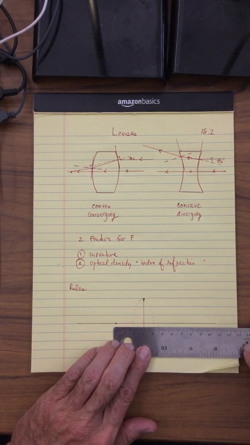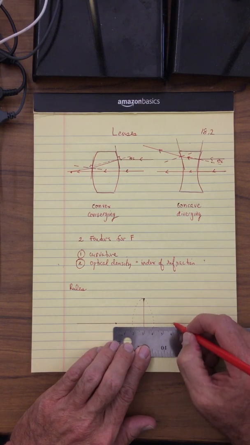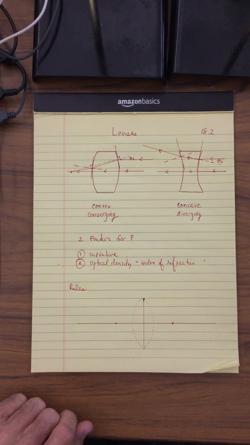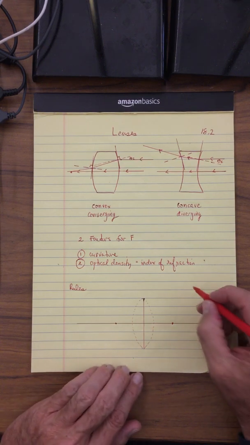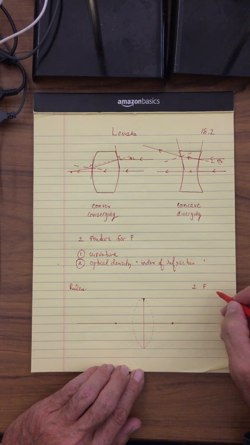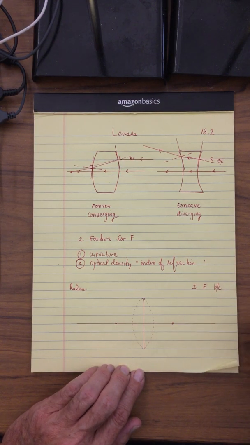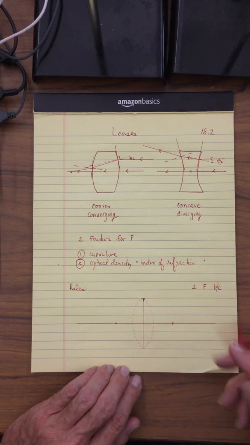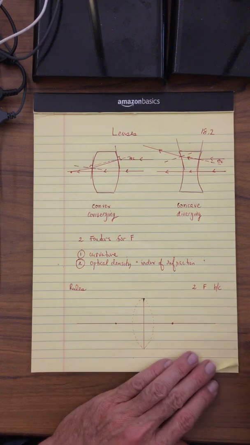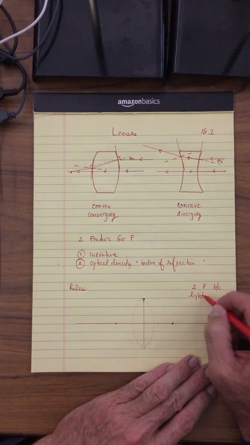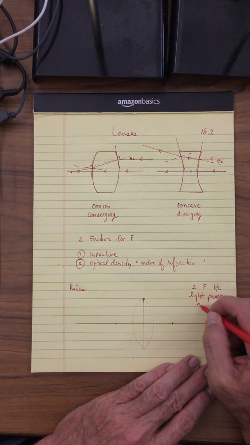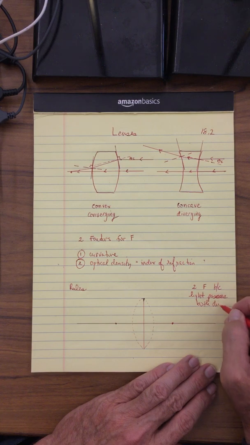But actually, because this is a lens, there are 2 focal points, one on each side of the lens. So we have 2 focal points because light can pass through in both directions. We can have the light coming from here to converge here, or the light coming from here to converge here. So the light passes in both directions.